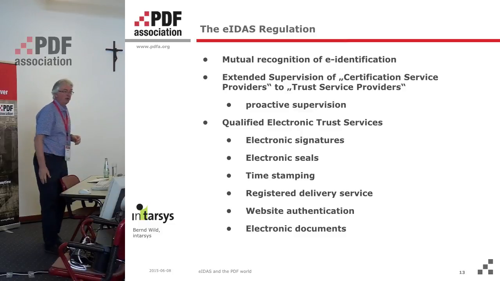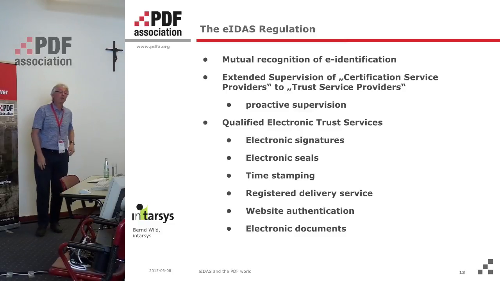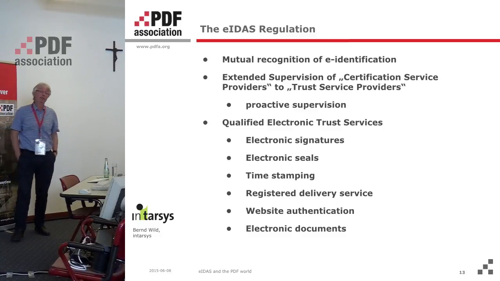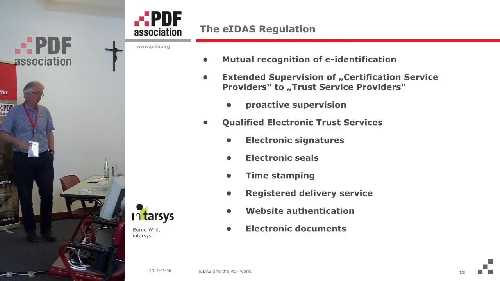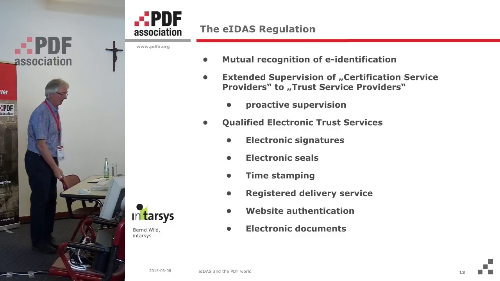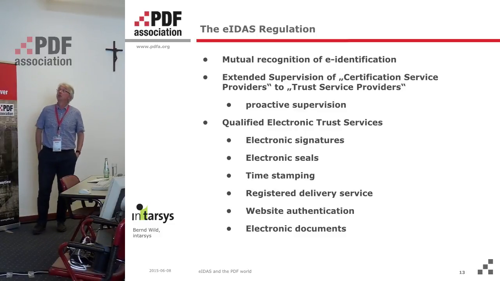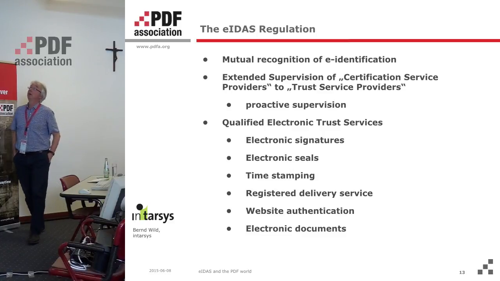Okay, the eIDAS regulation has 3 parts. The first part is the mutual recognition of e-identification. This very short sentence means a lot of investment for the public administration in the next years, and they don't really know how to manage this.